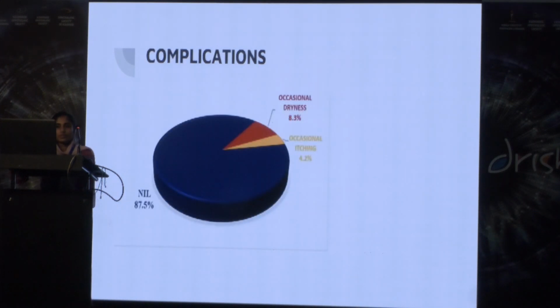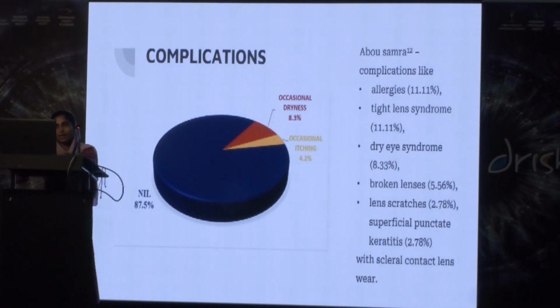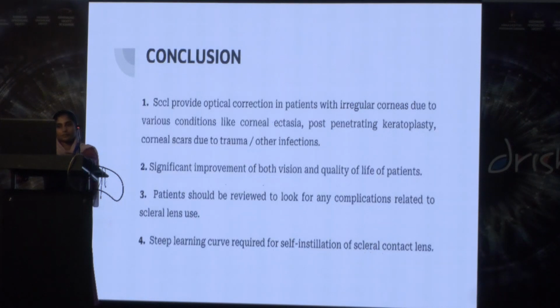None of the patients reported any infectious complication, while 87.5% did not report any complication. 8.3% of the patients reported occasional dryness, and 4.2% had complaints of occasional itching. The study by Abu-Samara showed complications like allergies, tight lens syndrome, dry eye syndrome, broken lenses, and lens scratches, SPKs with the use of scleral contact lens.